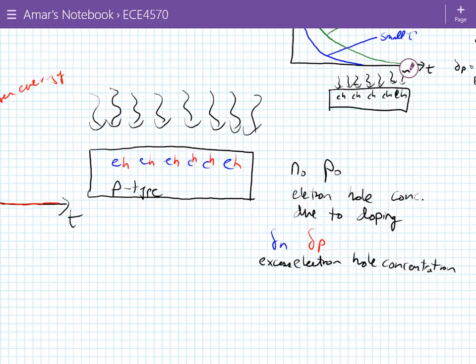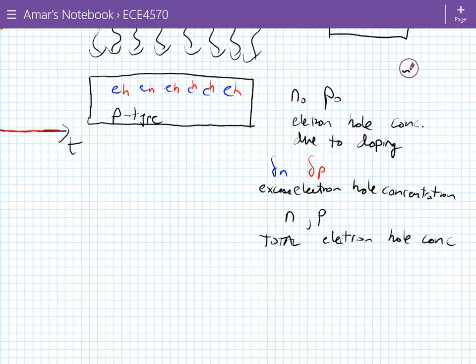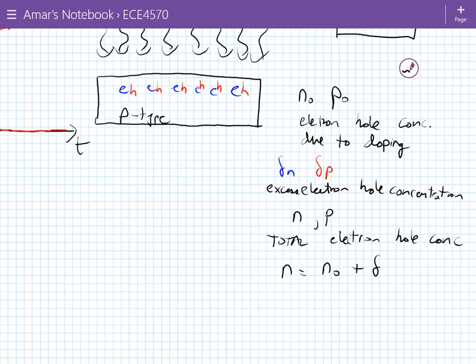Okay, and then we also have n and p. This is the total electron and hole concentration. So you can imagine that n, the total electron concentration, is equal to the initial amount due to doping plus the excess generated by the light, and the total hole concentration p is the initial amount plus the excess generated by the light.